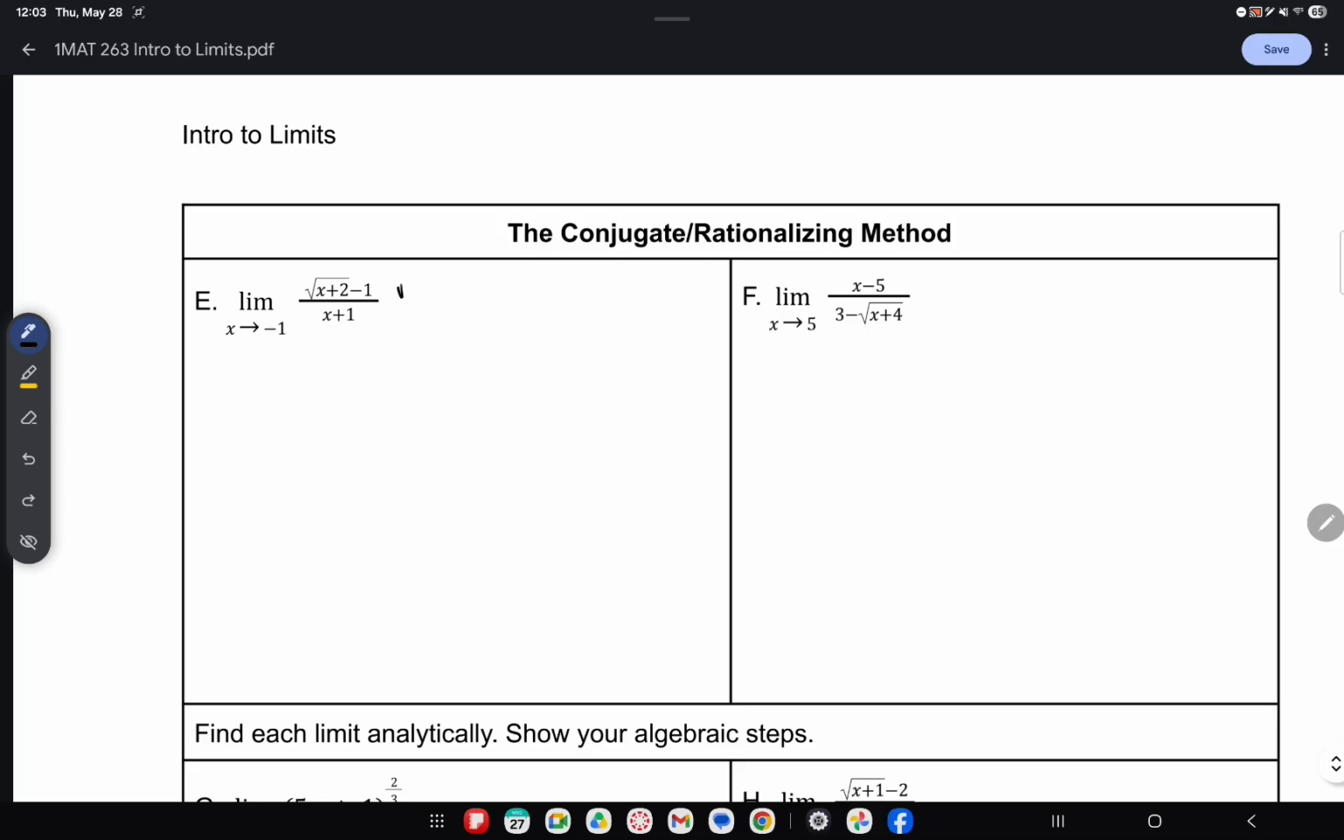So conjugate is we would be multiplying by the same thing, different sign. So because this is minus, we're going to multiply it by the plus.